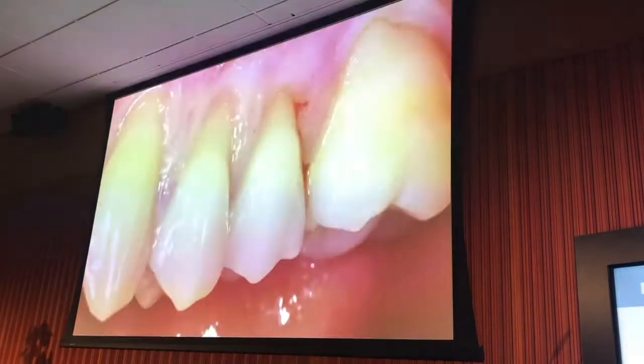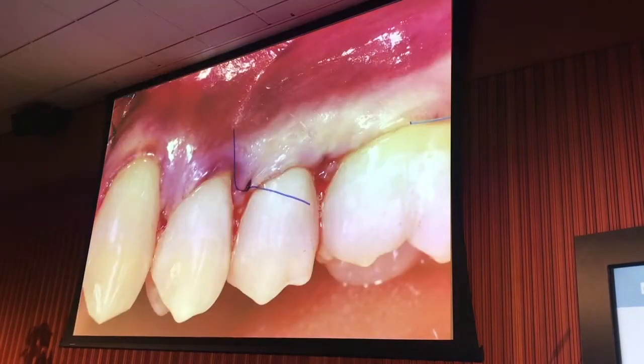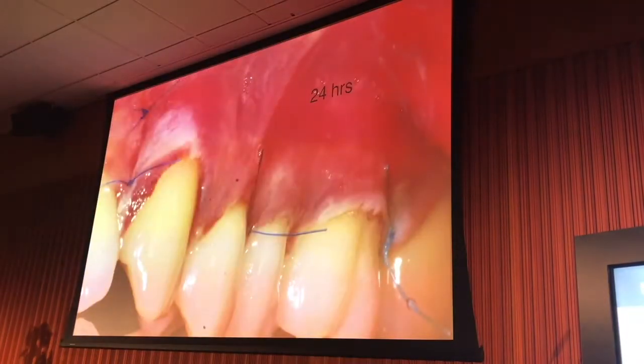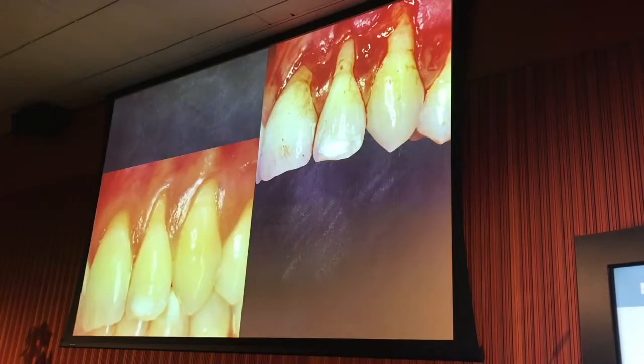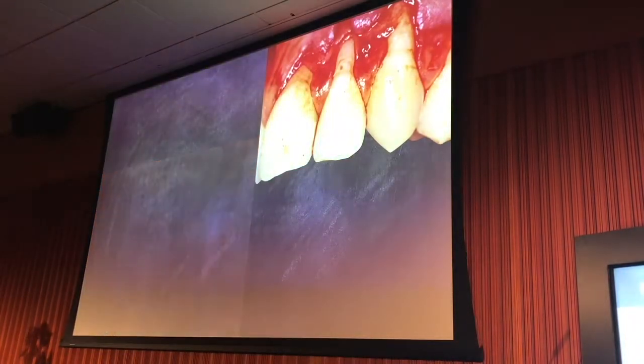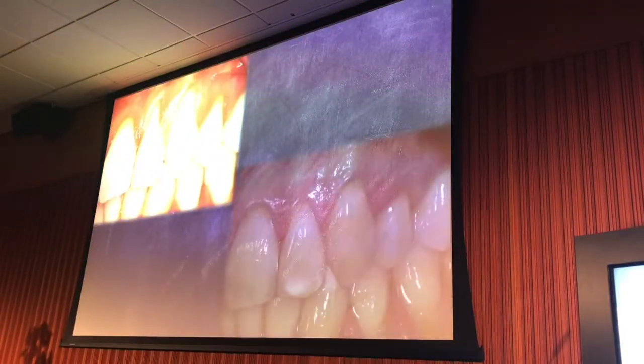I should have another case very quickly, exposure of the roots, the HA on the roots, the advancement of the flap, and this is 24 hours. One of my students in dental school, now in the master program, is looking at 24-hour healing for several surgeries with HA, and this is what we see most of the time. This is the 18-month healing. Again, a multiple recession type of defect, before and after.